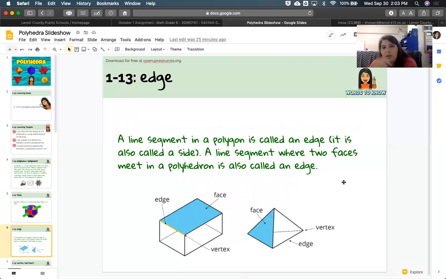Then another vocabulary word that we need to be familiar with is edge. An edge is a line segment on a polygon. It is also often called a side. A line segment where two faces meet in a polyhedron is also called an edge. So on this rectangular prism, the edge is here, where the two faces meet. So this would be an edge. This is also an edge, where the rectangular face meets the square face. A pyramid has edges as well. Where the two triangular faces meet, that's the edge. And also the two different triangular faces, the larger and the smaller, where they meet, that's called an edge.